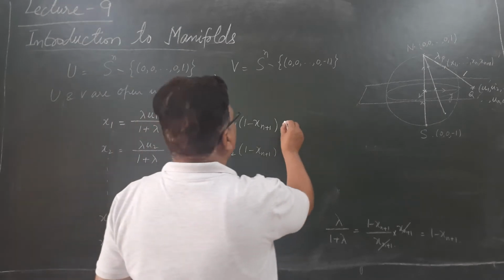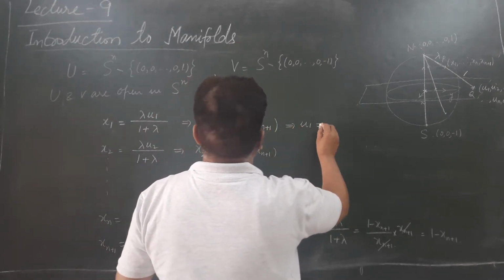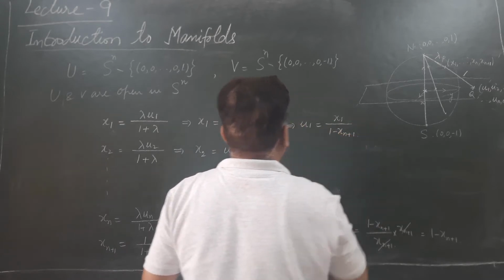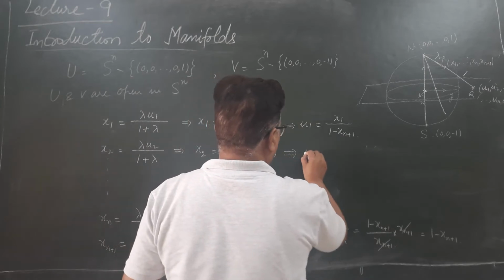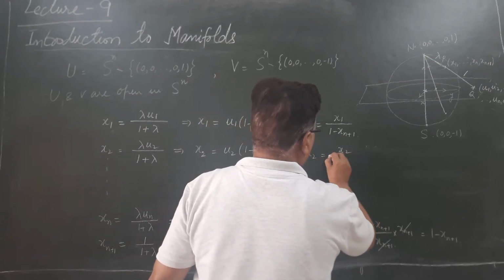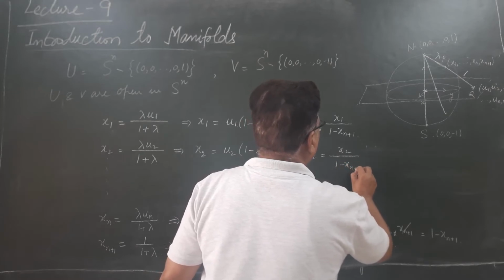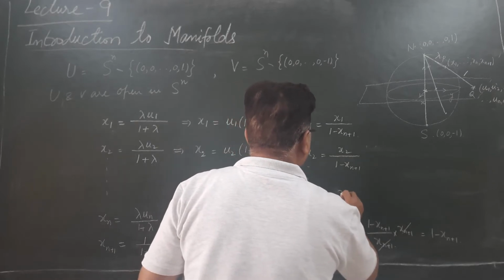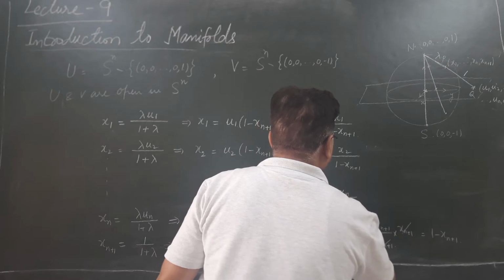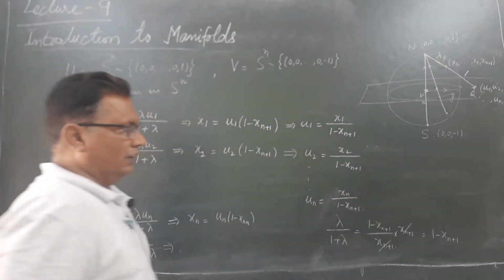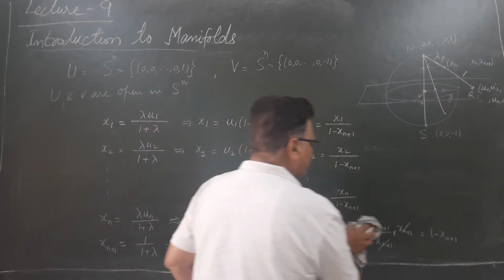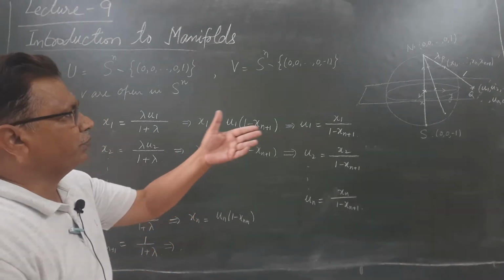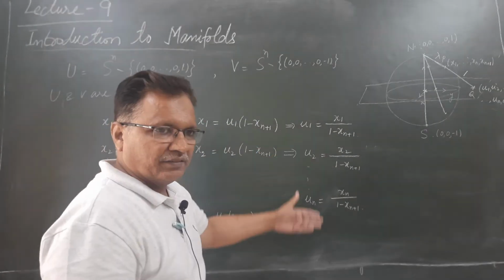सो यहीं से लिख दीजिए कि u1 इक्वल टू x1 upon 1 minus xn plus 1. And from here u2 equal to x2 upon 1 minus xn plus 1, and so on. Un equal to xn upon 1 minus xn plus 1. So our map is determined. मैप को हमने ज्योमेट्रिकली डिफाइन किया कि आप उसको देख सकें, और हमने उसकी मैथमेटिकल डेफिनेशन निकाल ली.